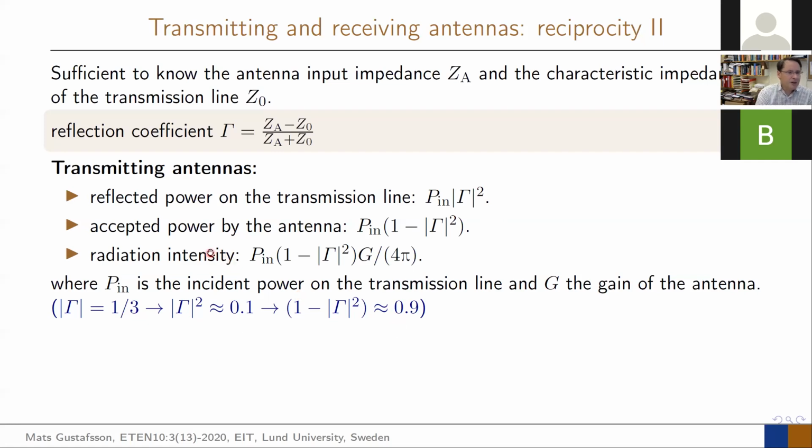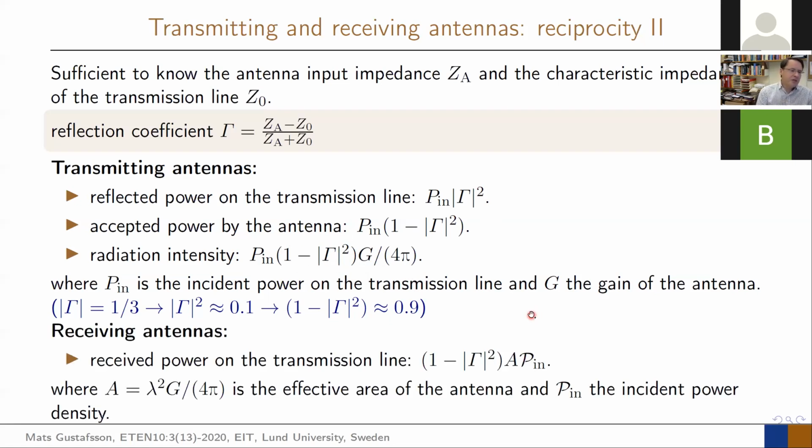And yeah, that means that the radiation intensity in this case is of course the incident power on the line, 1 minus reflection coefficient squared, and then the gain, and then normalization of 4 pi. That is radiation intensity. So what we see is that we can lose a little bit of this. So the mismatch we lose there.